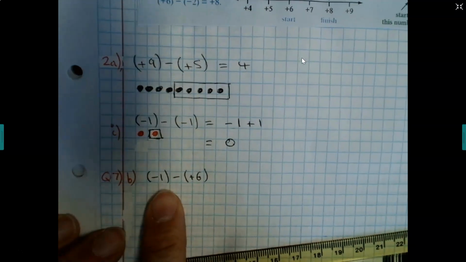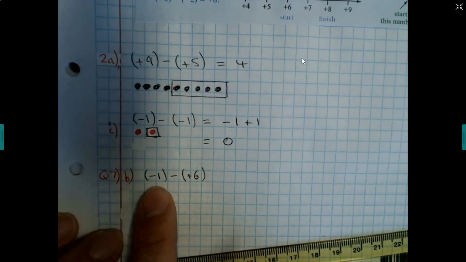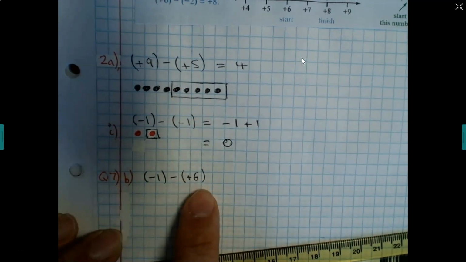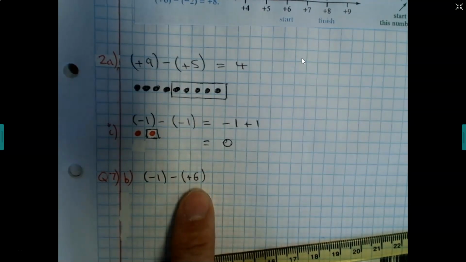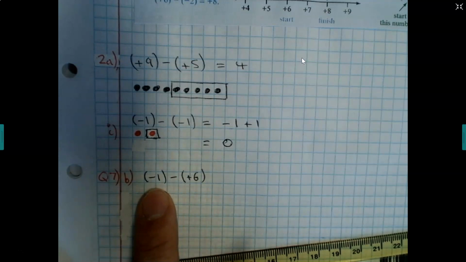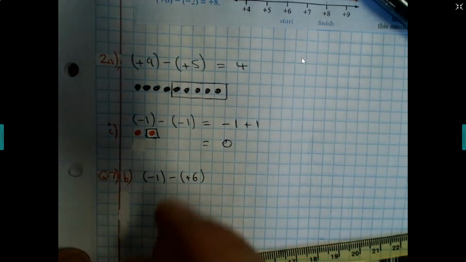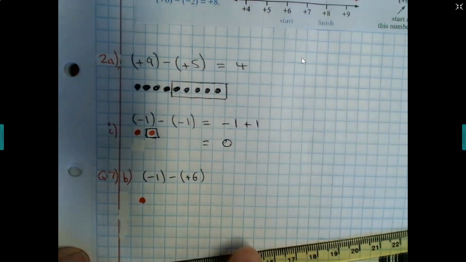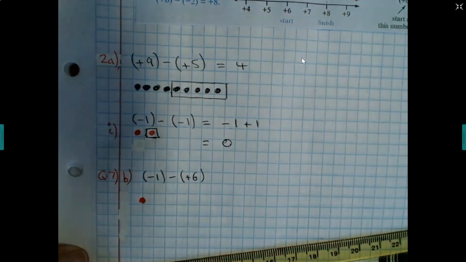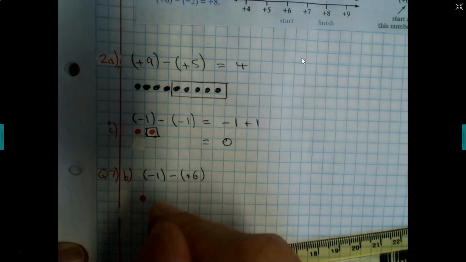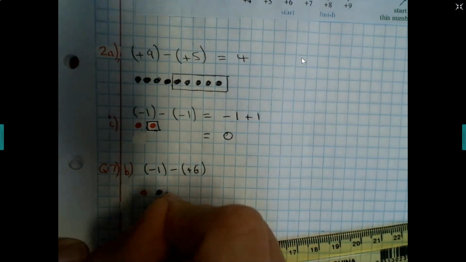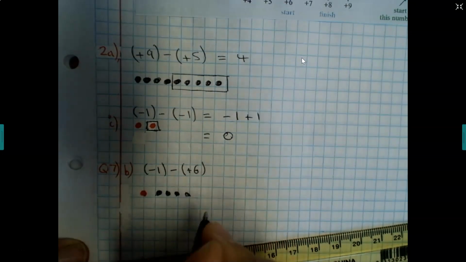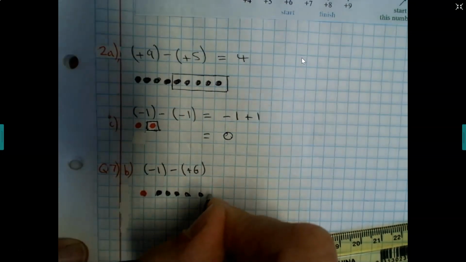We'll do one more example. If I've got -1 and I'm subtracting +6, I would start off by writing out my different counters. Since I've got -1, I'm going to use 1 red counter to represent that one. And then for the +6, I'm going to use my black again to represent those 6. So 1, 2, 3, 4, 5, 6.